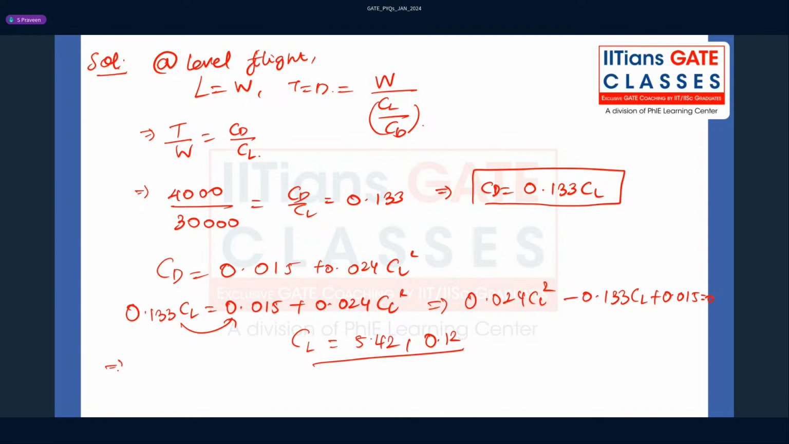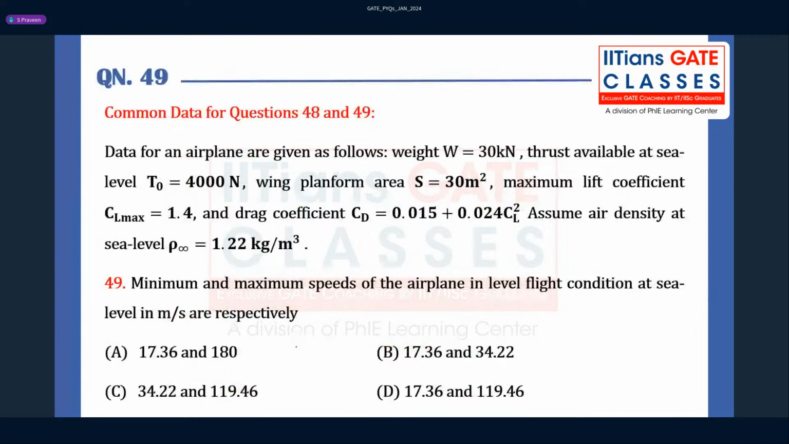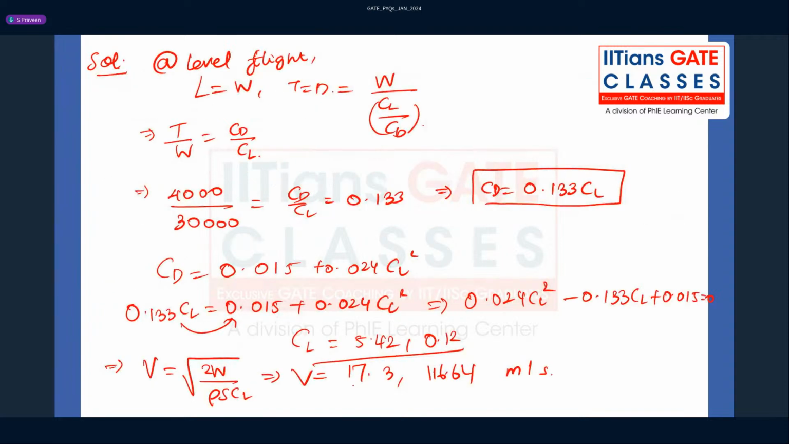So from here, let's get the velocities for the corresponding values. If you use the velocity V equal to under root of 2W by rho S CL, right? I will get the velocities as 17.3 and 116.64 meter per second correspondingly. Mind you, if you solve this, you will be tempted to give the answer as option D, okay? But beware, this is the minimum speed, and this is the maximum.